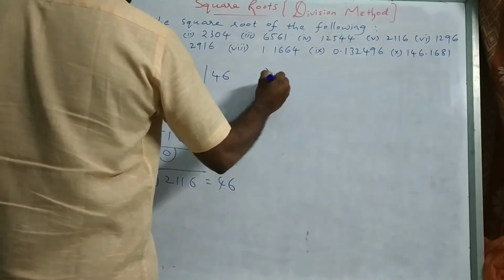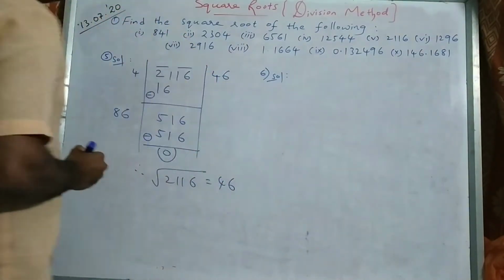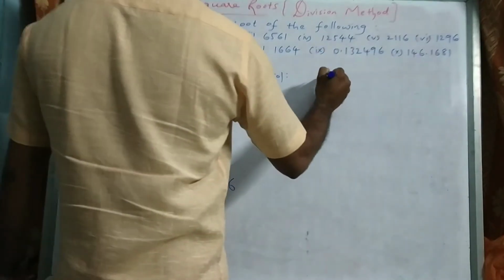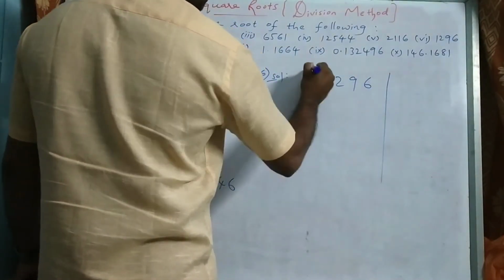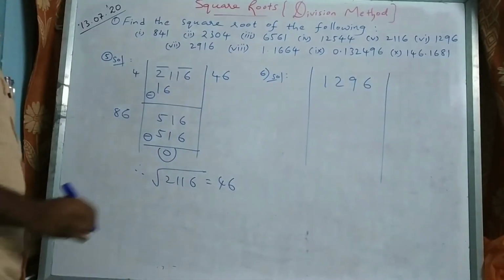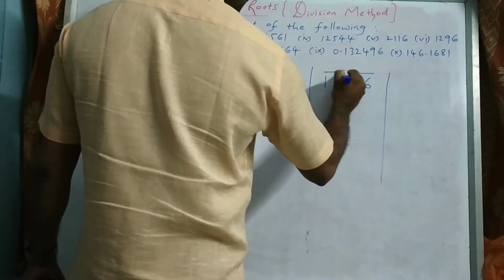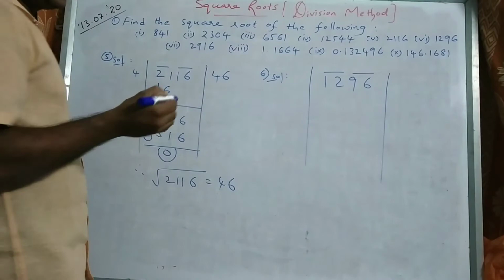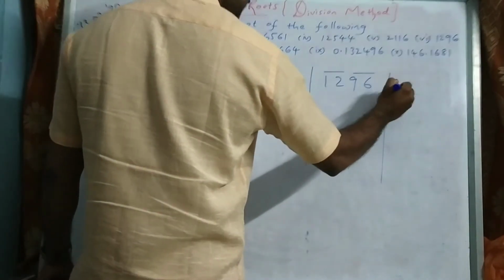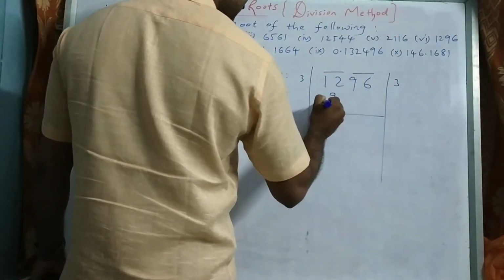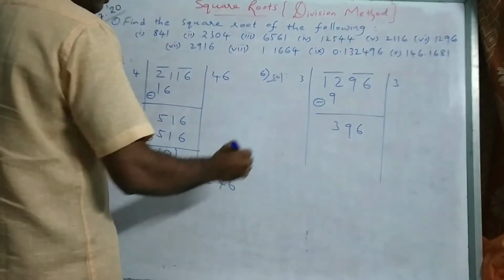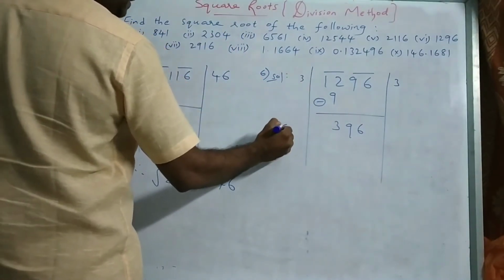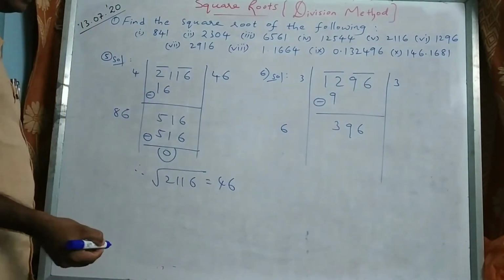Sixth solution: 1296. So make 2 pairs again. 4 4s are 16, it is more. So 3 3s are 9. Subtract. 12 minus 9 is 3. 9 6 should be brought down. Double of this 3 is 6. 2 times, we should take 6.